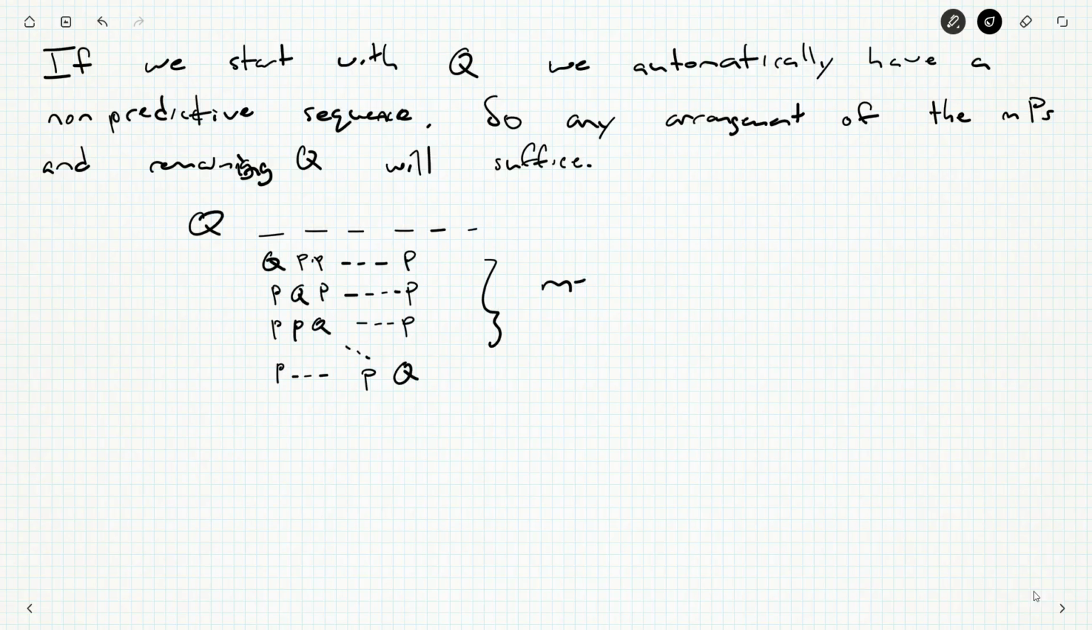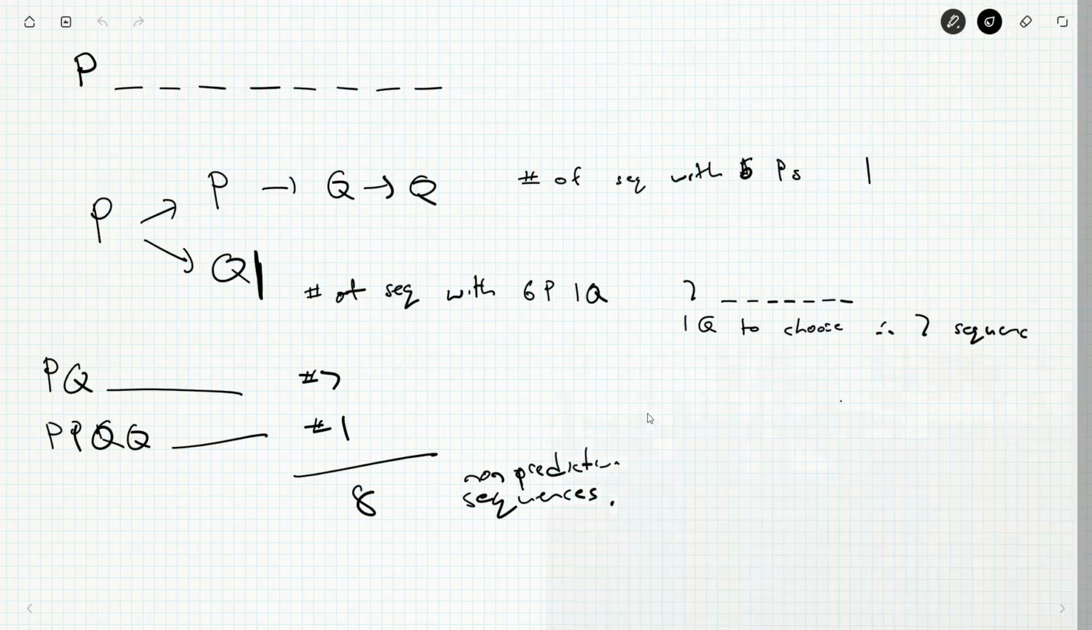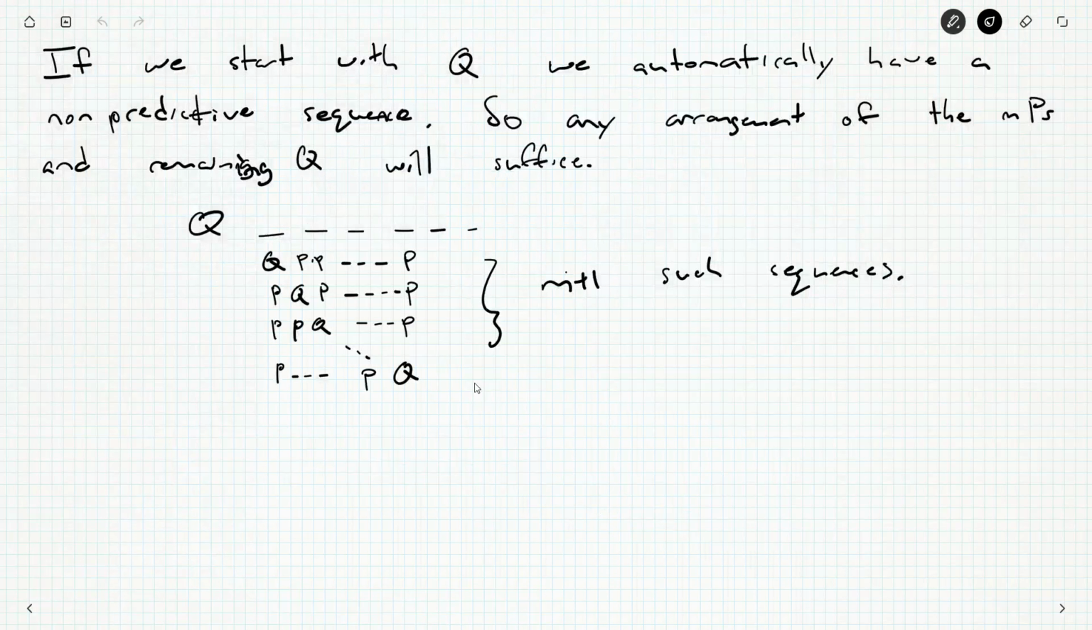I would say it's pretty clear that there are m plus 1 such sequences. So there's m plus 1. And look at what we had last time. I mean, we did non-predictive sequences starting with P, and m was 7. We got 7 plus 1 such sequences. Okay.